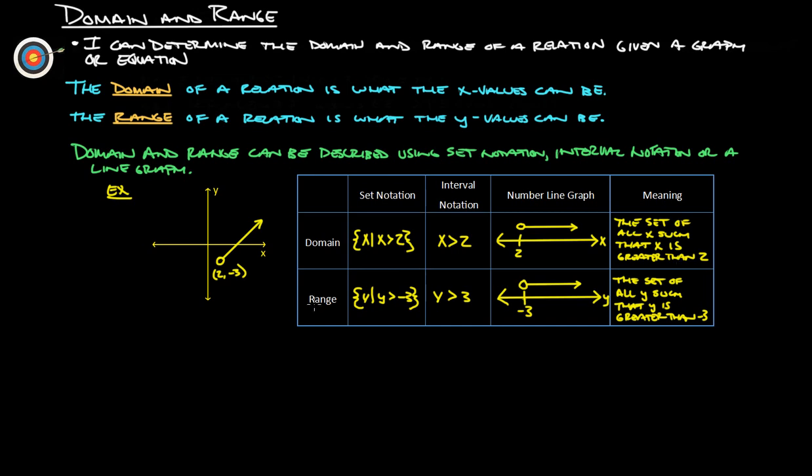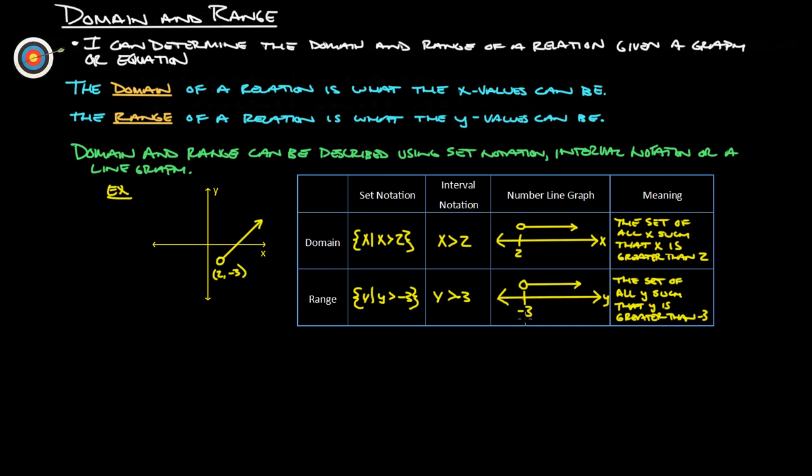For the range, here's our point, and now we're talking about the y. We know that y can be 0, 1, 2, 3. Y gets bigger and bigger. That's fine. It can go down to -3, but it can't go down to -4, -5, or -6 or anything like that. So it starts at -3, and y only gets bigger and bigger from there. So y is greater than -3. Set notation is the set of all y's such that y is greater than -3.